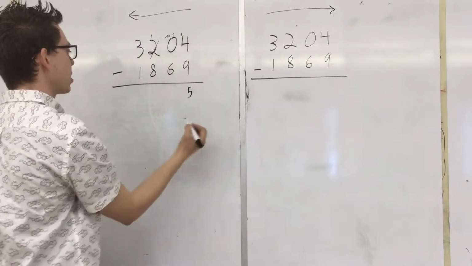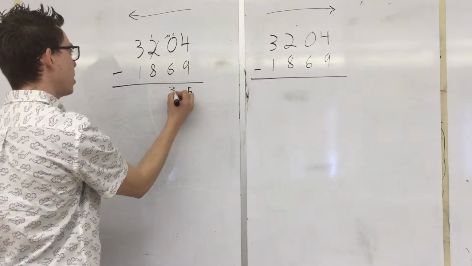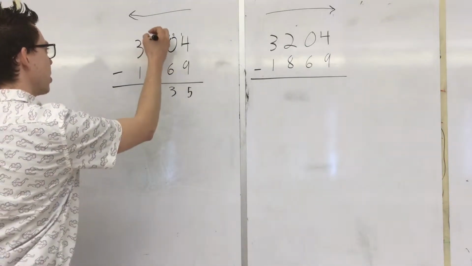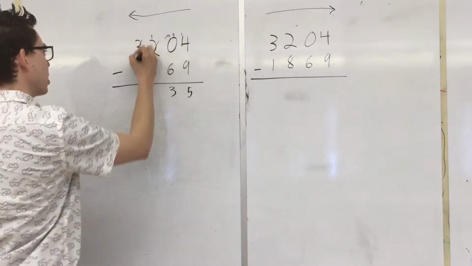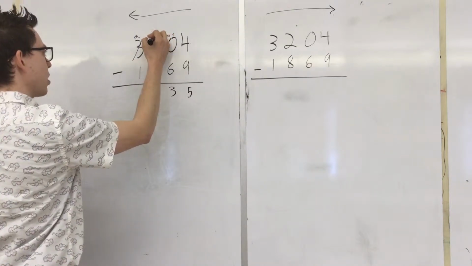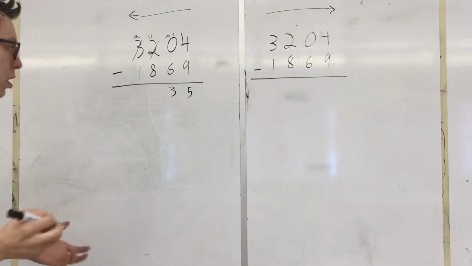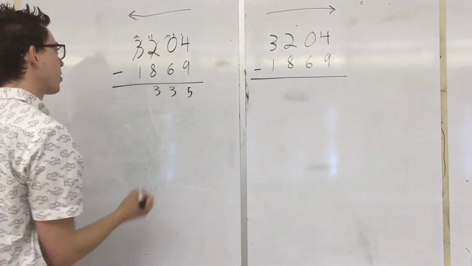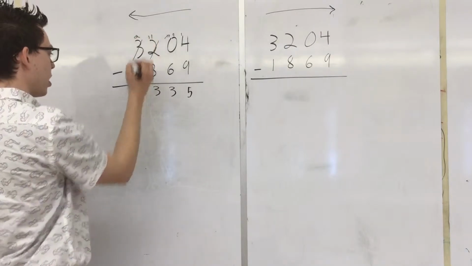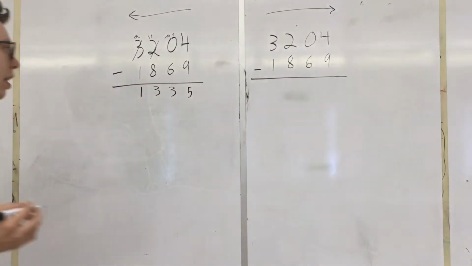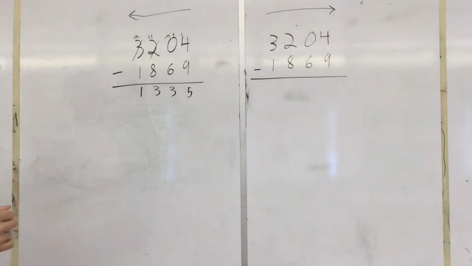Now, 9 minus 6, that equals 3. 1 minus 8, can't do that, so I actually have to borrow. So this crosses off, this becomes a 2, and this brings them into an 11. 11 minus 8 equals 3, okay? And then you have to look up here. 2 minus 1 is 1. And that will give us our final answer, okay?